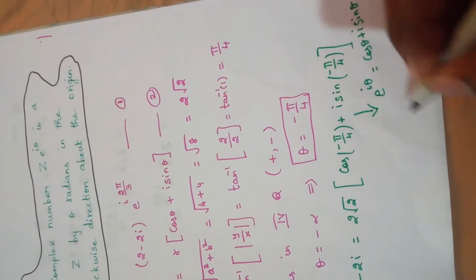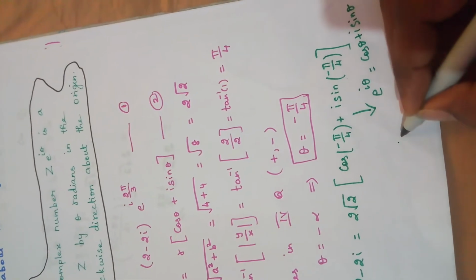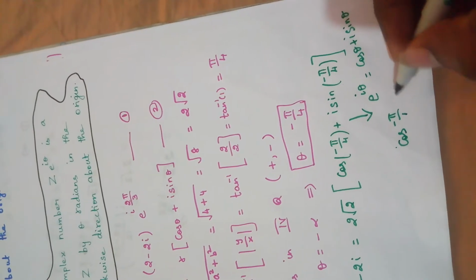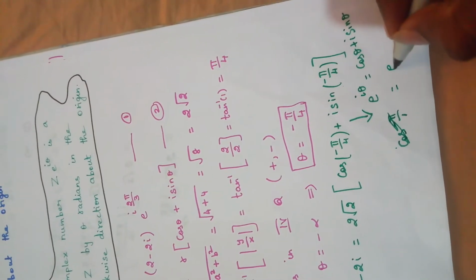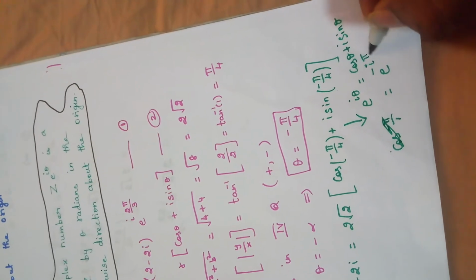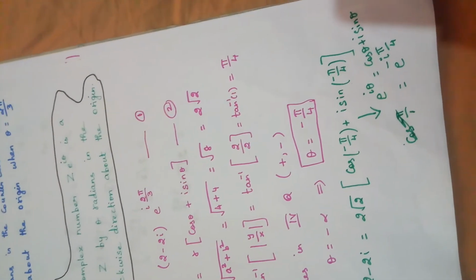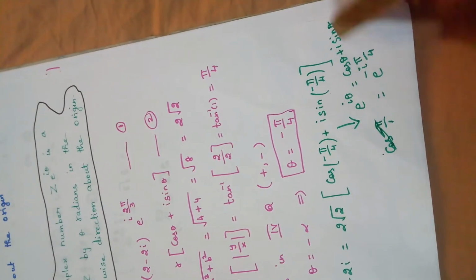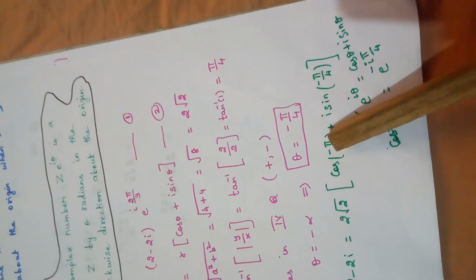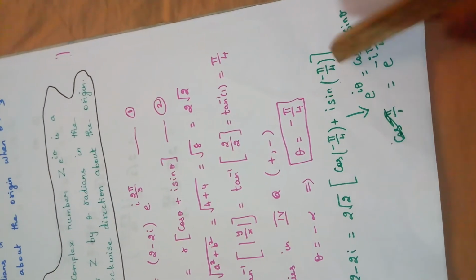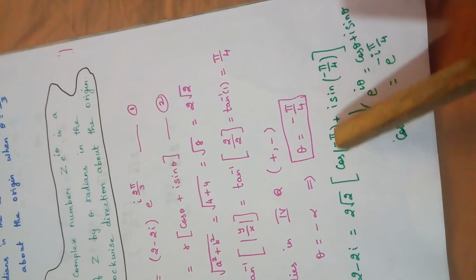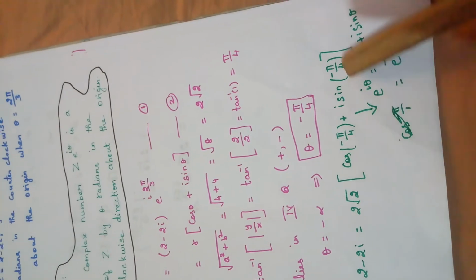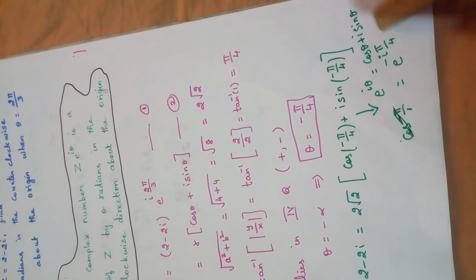Now here this can be written as, shall I write cos minus pi by 4 plus i sin minus pi by 4? This can be written as e power minus i pi by 4. Will you agree? See the expansion. This is called Euler's form. E power i theta is equal to cos theta plus i sin theta. This is like that, cos theta plus i sin theta. So that can be written as e power i theta. E power i, what is theta? Minus pi by 4. So e power minus i pi by 4. The short form for this is e power minus i pi by 4.